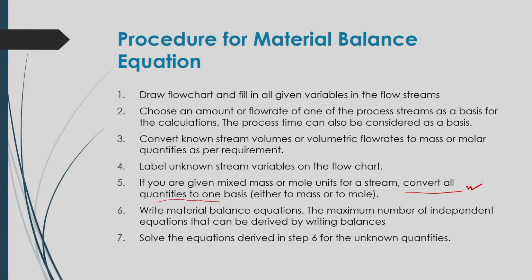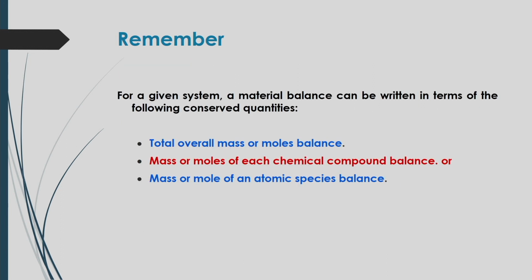Write the material balance equations, the maximum number of independent equations that can be derived by writing this material balance, and then solve the equations derived in step 6 for the unknown quantities. Now, in this case you have to remember that for a given system a material balance can be written in terms of the following conserved quantities: total overall mass or mole balance, mass or moles of each chemical compound balance, or mass or mole of an atomic species balance. So, you can consider either one.